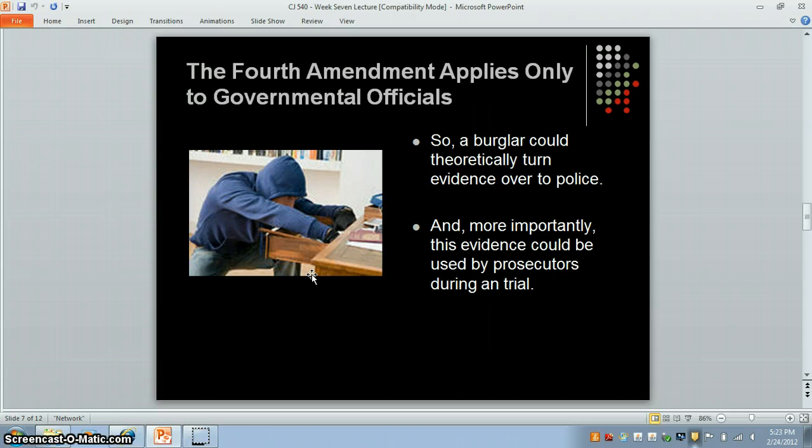Could it be used? The answer is yes. The court has held that the 14th Amendment, the Fourth Amendment's prohibition against unreasonable searches and seizures applies only to the actions of governmental officials. So yes, prosecutors may use evidence obtained illegally by private individuals.